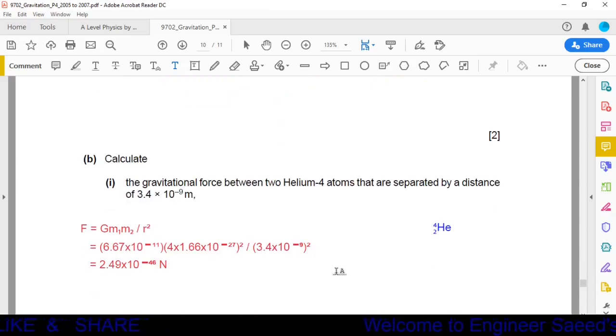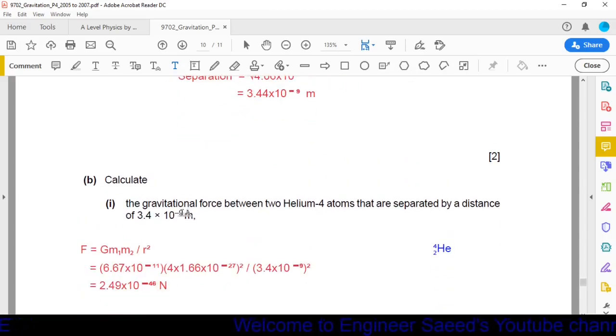Next part, calculate the gravitational force between two helium atoms that are separated by a distance of 3.4 × 10^-9 meter. Now we have to calculate the gravitational force between two helium atoms at a distance of 3.4 × 10^-9 meter. Gravitational force is given as G m1 m2 over r squared. Now we have to substitute the values.